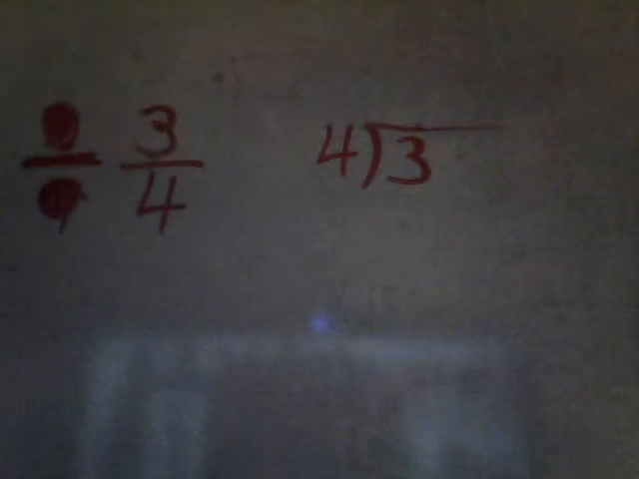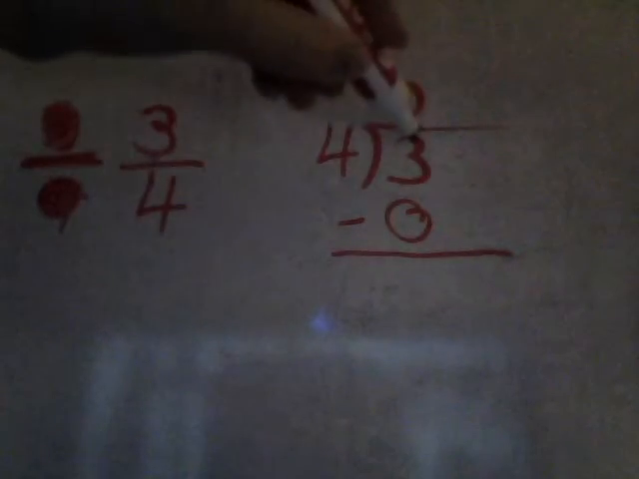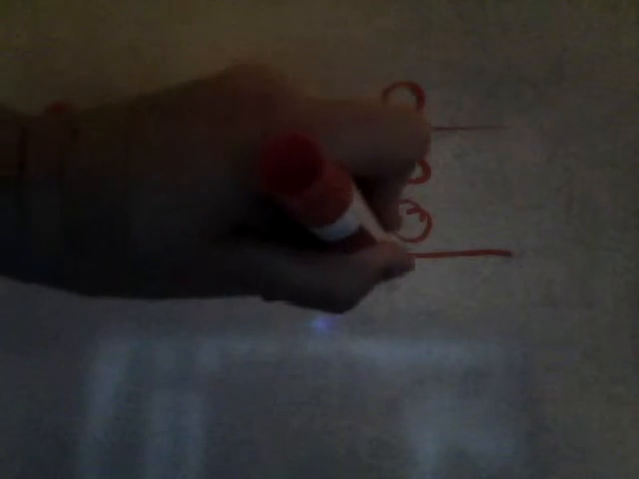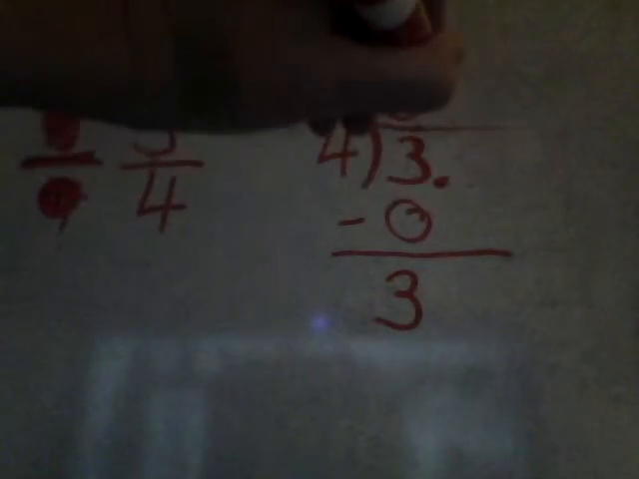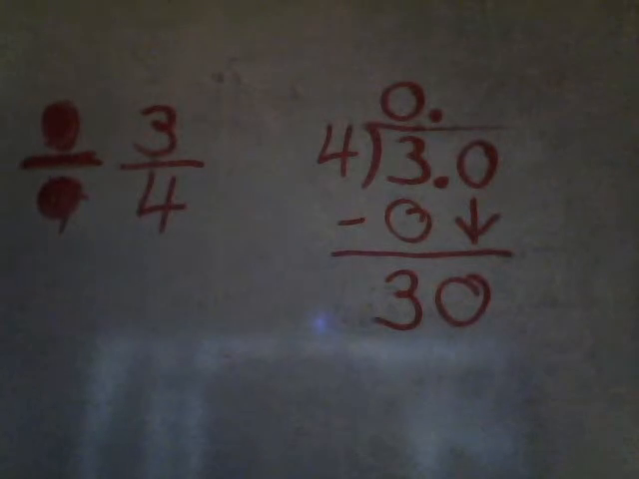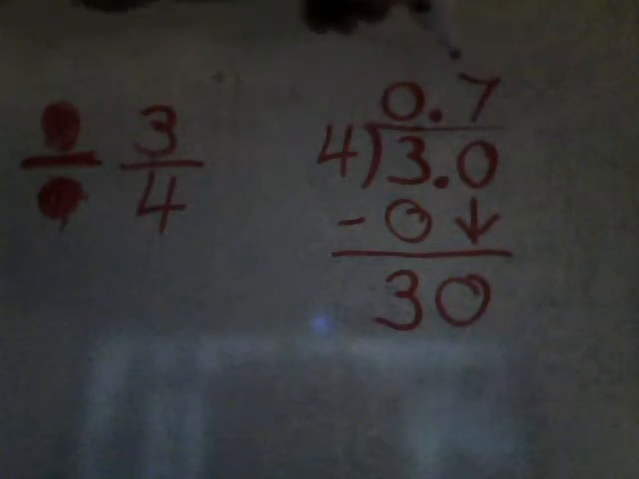4 does not go into 3, so that gives us 0. 0 times 4 is 0. We subtract 3 minus 0, and that gives us 3. All right, so now we're going to have to add a decimal and bring down our 0. That gives us 30. 4 into 30 is 7. 7 times 4 is 28.